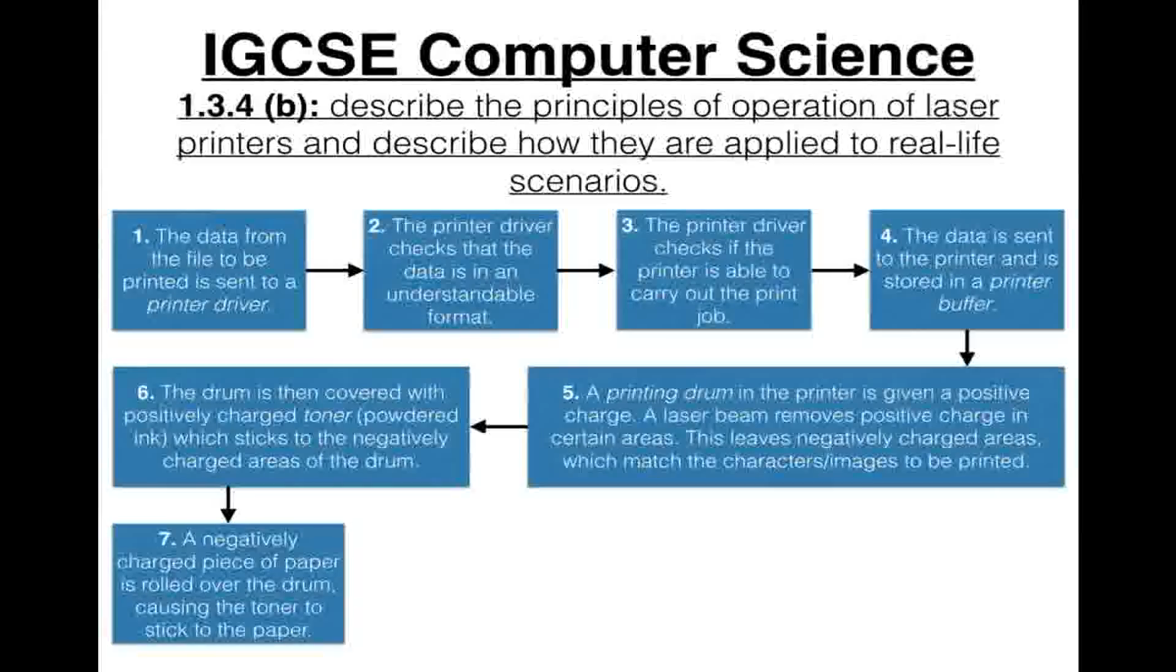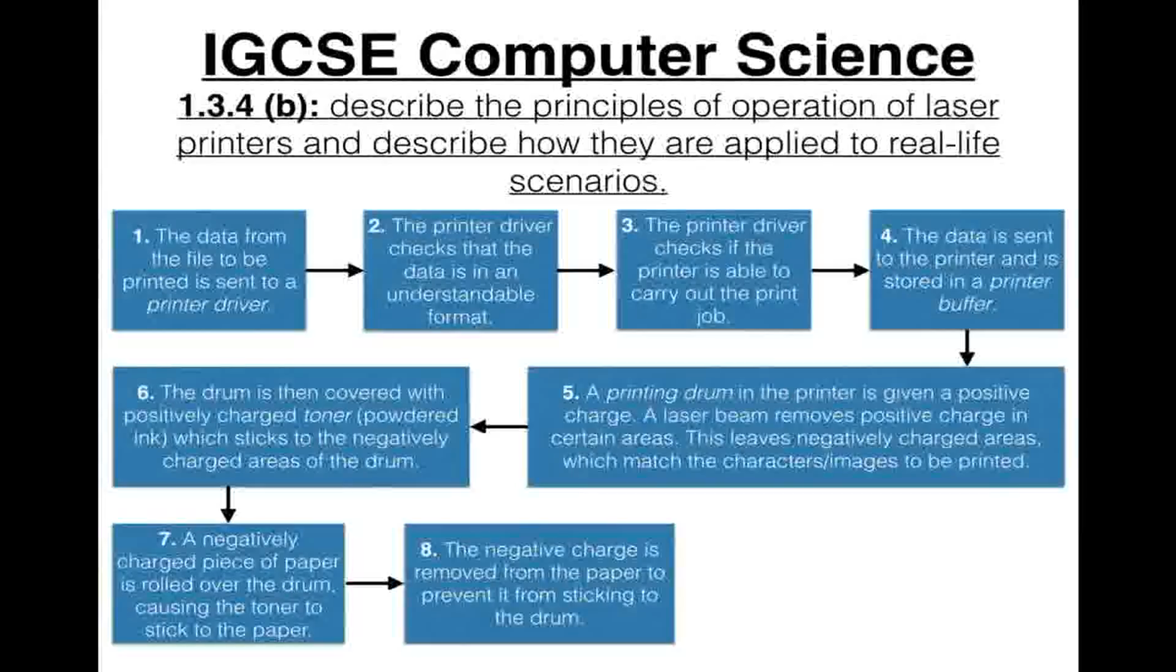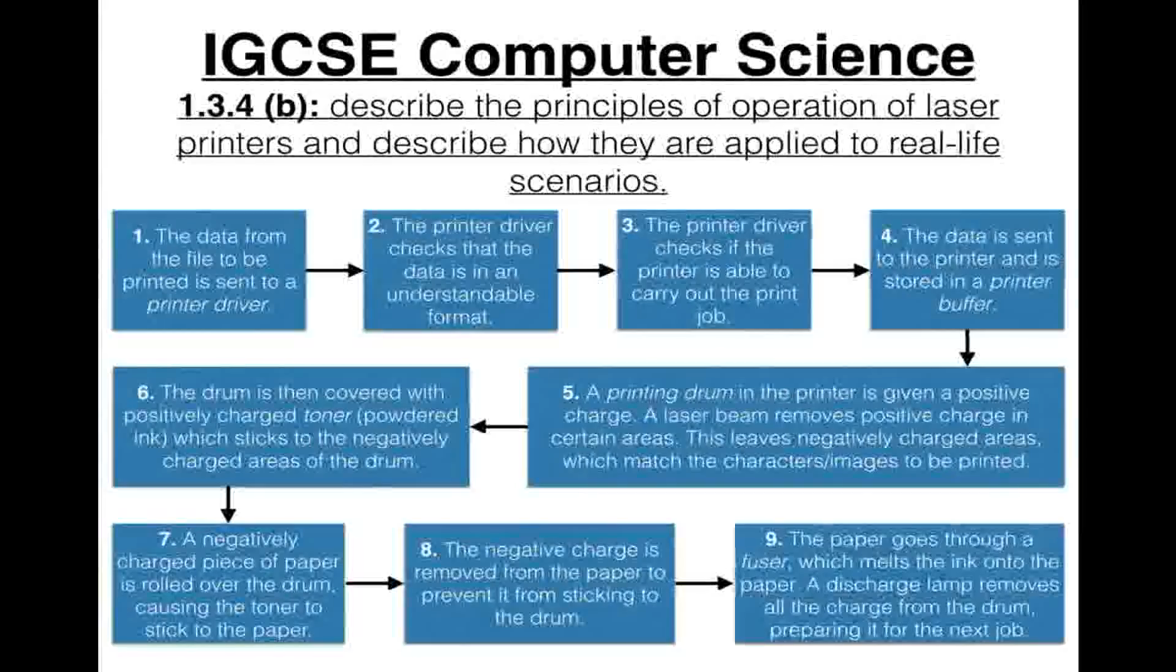A negatively charged piece of paper is then rolled over the drum, causing the toner to stick to the paper. The negative charge is removed from the paper to prevent it from sticking to the drum. And finally, the paper goes through a fuser, which melts the ink onto the paper, and a discharge lamp removes all the charge from the drum to prepare it for the next job. So that's pretty much how it happens.